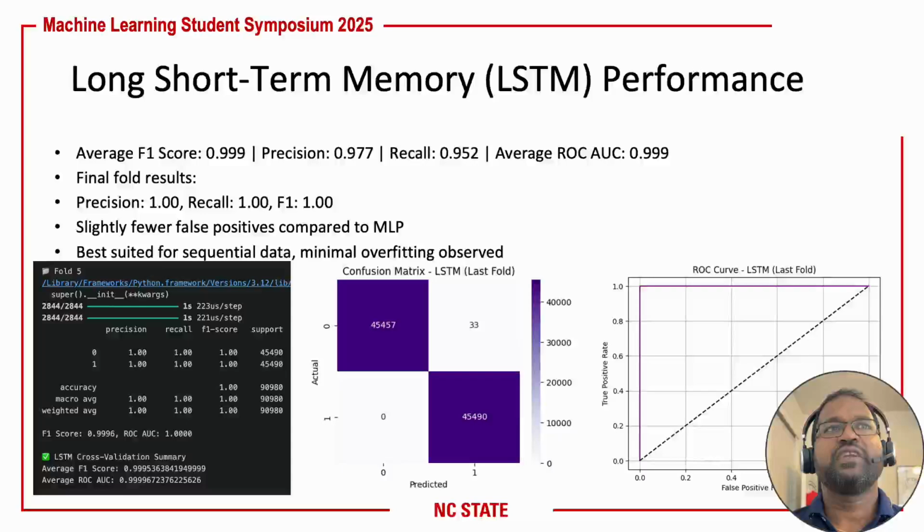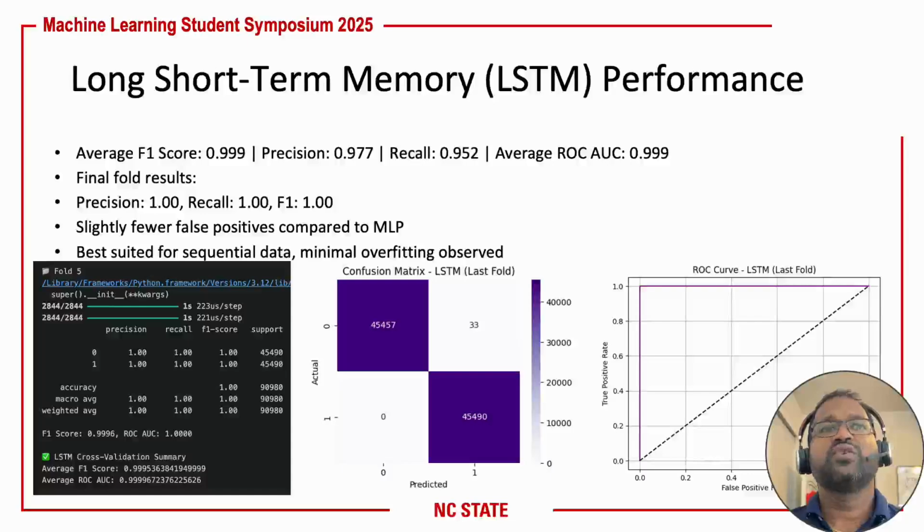The architecture started with an LSTM layer with 64 units, followed by dropout, then a dense layer with 32 neurons, and another dropout layer ending with a sigmoid-activated output neuron. The training process was the same as MLP: binary cross entropy loss, Adam optimizer, early stopping, 20% validation split.